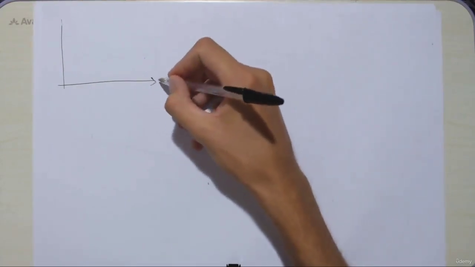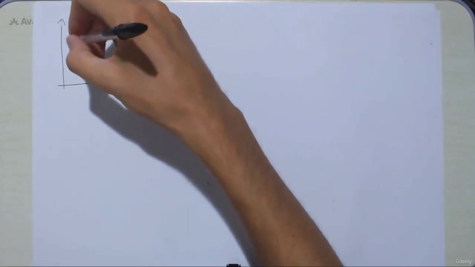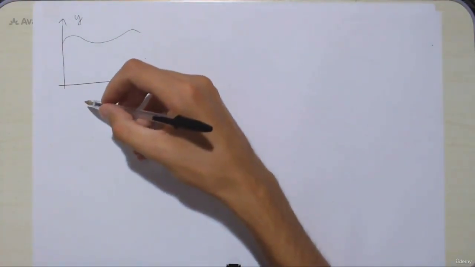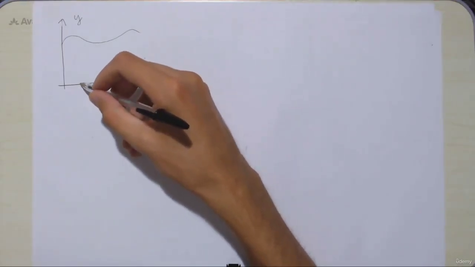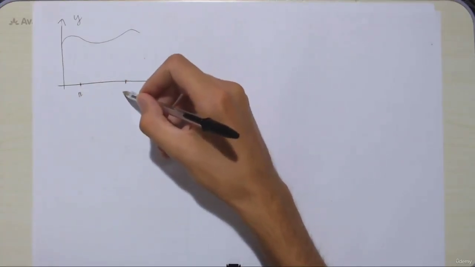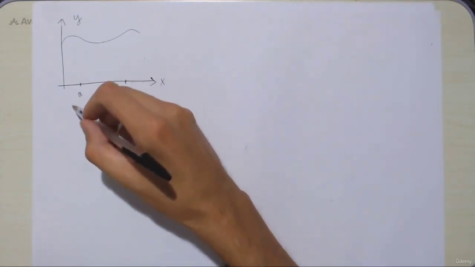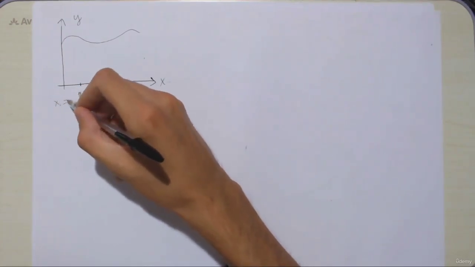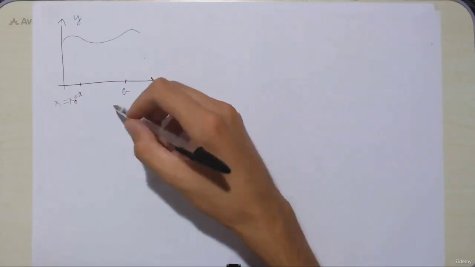And this is my input here, x. And this is my output, y. And let's say I have some kind of random function. And I want to calculate the area under the curve starting from A, and then I want to finish at B. So my A is x initial. So I'm going to call it x initial, or x with an index of 0, and that will be my A.